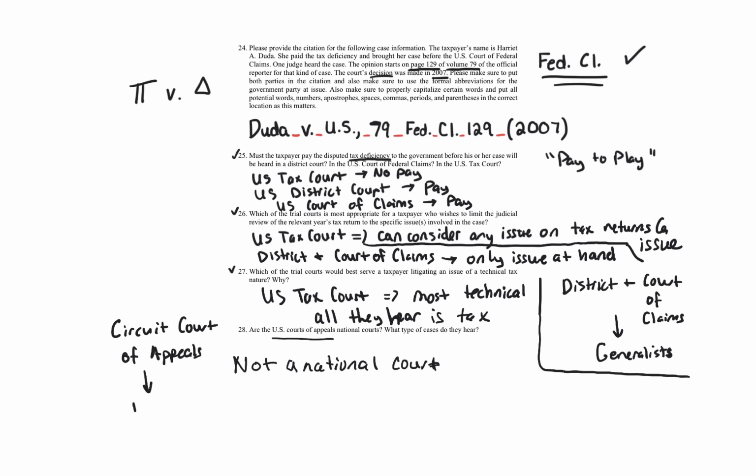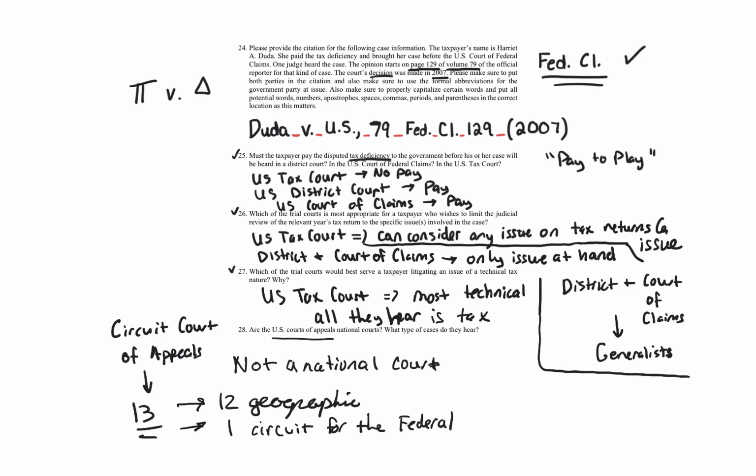Specifically, at the time of this video, there are 13 different circuits. There are 12 geographic circuits, and we're going to be learning about them in the next few questions. And there's one circuit for the federal circuit, and the only court that appeals there is the U.S. Court of Claims.